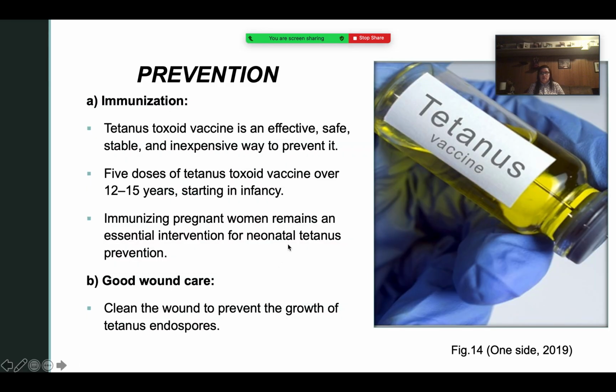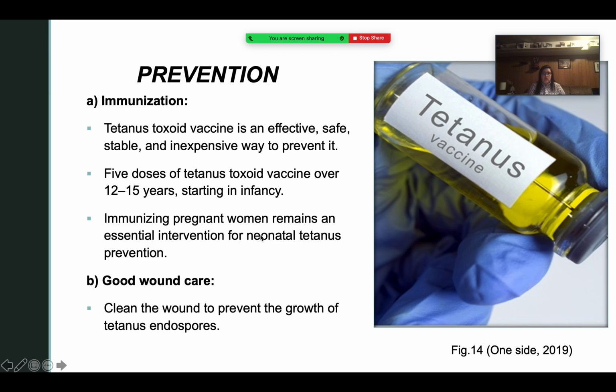And the prevention: immunization is the only effective prevention in tetanus. Tetanus toxoid is an effective, safe, stable, and inexpensive vaccine. It can be given to all ages. Most countries recommend 5 doses of tetanus toxoid vaccine over 12 to 15 years, starting in infancy. And further booster doses can be given in early adulthood to ensure long-lasting protection.